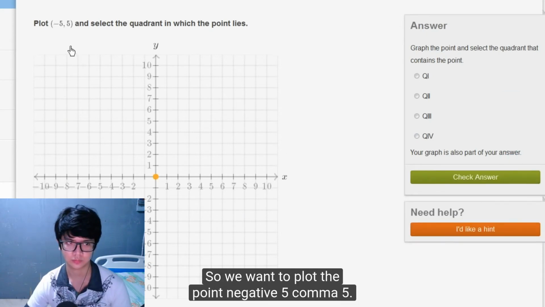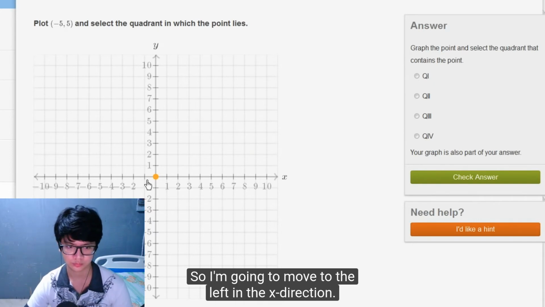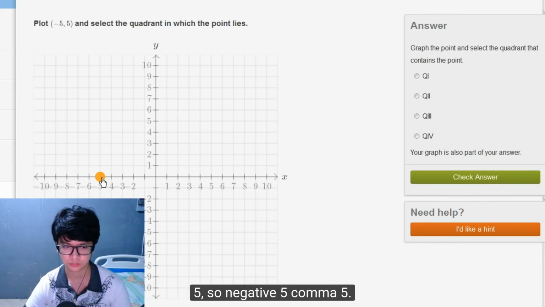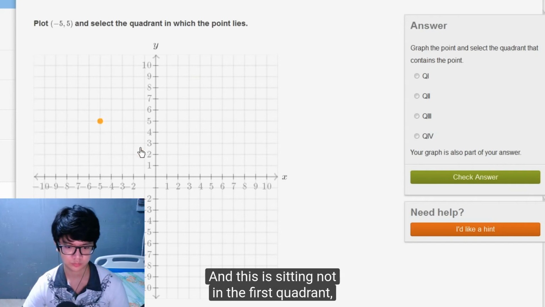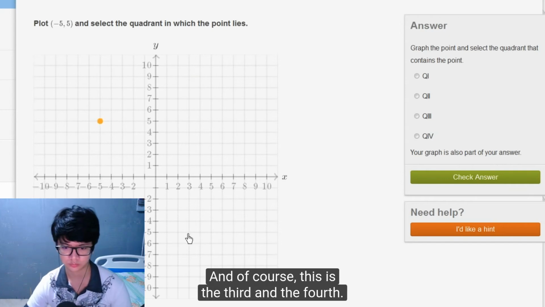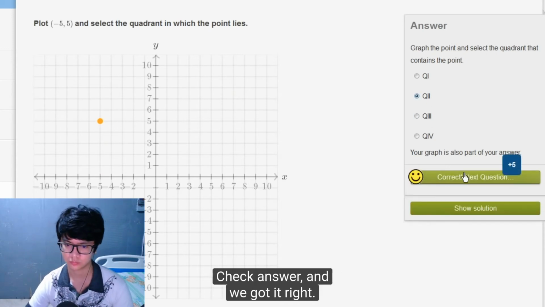So we want to plot the point negative 5, comma, 5, in the second quadrant. So now my x coordinate is negative. It's negative 5. So I'm going to move to the left in the x direction. So I go to negative 5. And my y coordinate is positive. So I go up 5. So negative 5, comma, 5. And this is sitting not in the first quadrant, but the second quadrant. And of course, this is the third and the fourth. So this is sitting in the second quadrant. Check answer, and we got it right. And we're done.